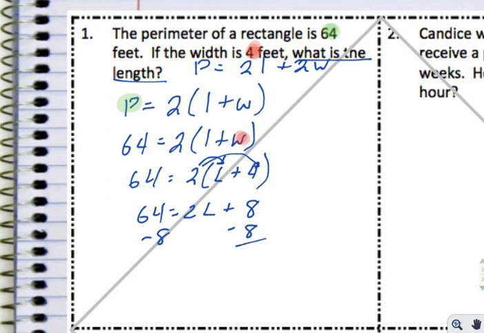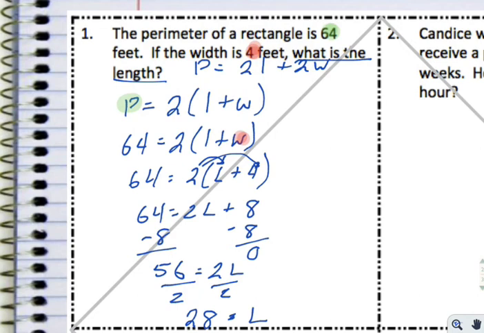So 8 minus 8 is 0. 64 minus 8 is 56. So 56 equals 2 times the length. Well, I don't need to know what 2 times the length is. I just need to know what the length is. So I'm going to divide both sides by 2, and I should get the value for one length. 56 divided by 2 equals 28. 2 divided by 2 equals 1. So I have 1 L. 28 is equal to the length.